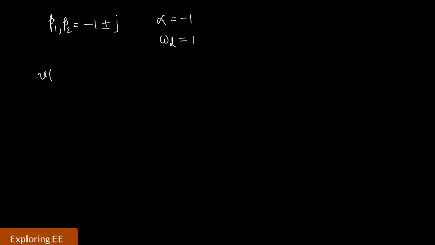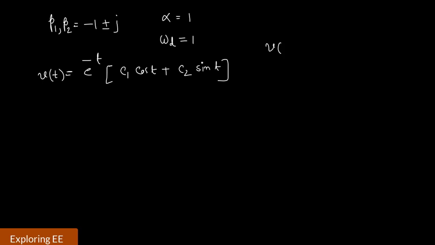So the expression of voltage will be in this form: e to the power minus alpha t, where alpha equals 1 here, times C1 cosine omega d t plus C2 sine omega d t, where omega d is 1. The initial condition is V(0 plus) equal to 0. So from that we get C1 equal to 0.